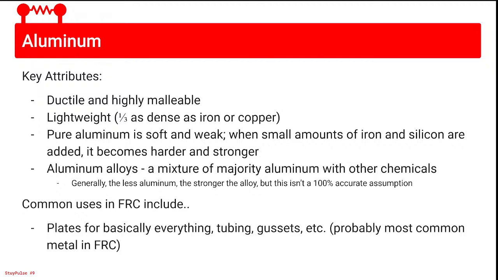Yeah. So beyond shafts, aluminum is also used primarily for plates and tubing, all the tubing you guys use for most drivetrains and arms, elevators, all of that's aluminum. It is the most common metal used in FRC for a good reason. Any questions about that or about aluminum or alloys or anything like that?